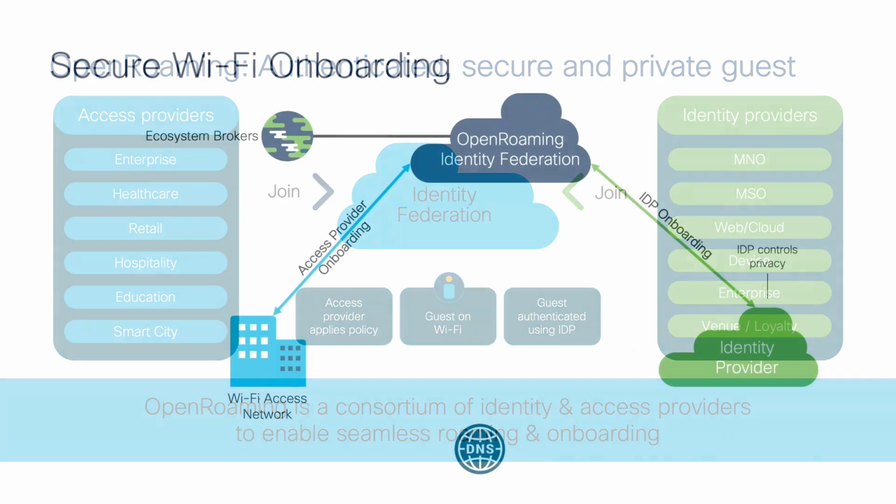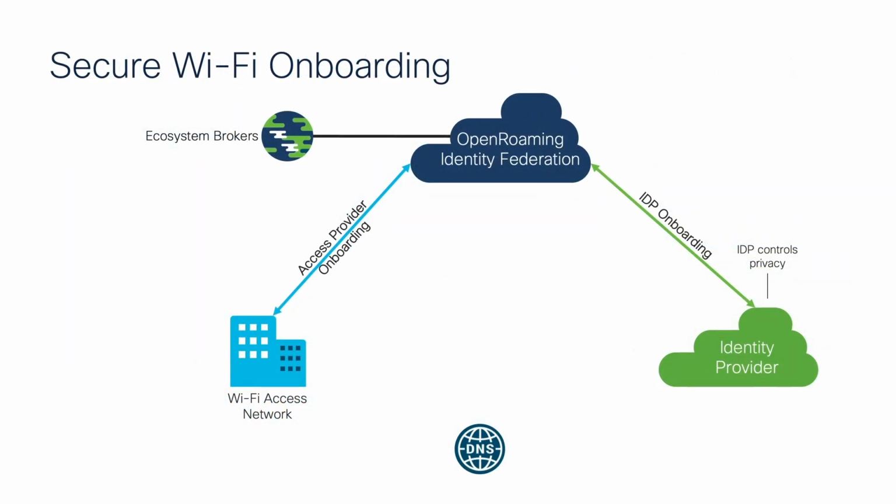So now, let's see a typical OpenRoaming journey to see how this works. So first, the access network and identity provider, or IDP, will need to onboard to the OpenRoaming Federation. During onboarding, the access provider and IDP receive certificates from ecosystem brokers like Cisco. These prove their identity and verify the assets they own, like the access network or a set of identities. This allows for the access network and IDP to authenticate each other when they communicate.